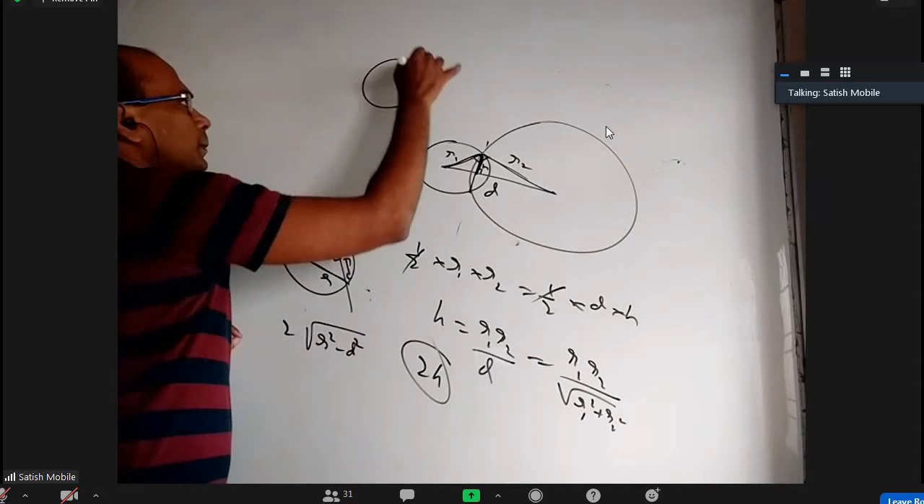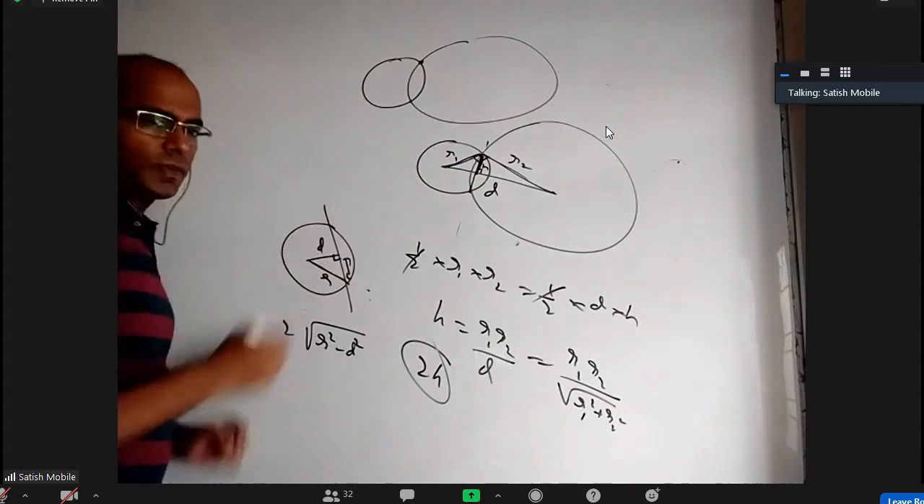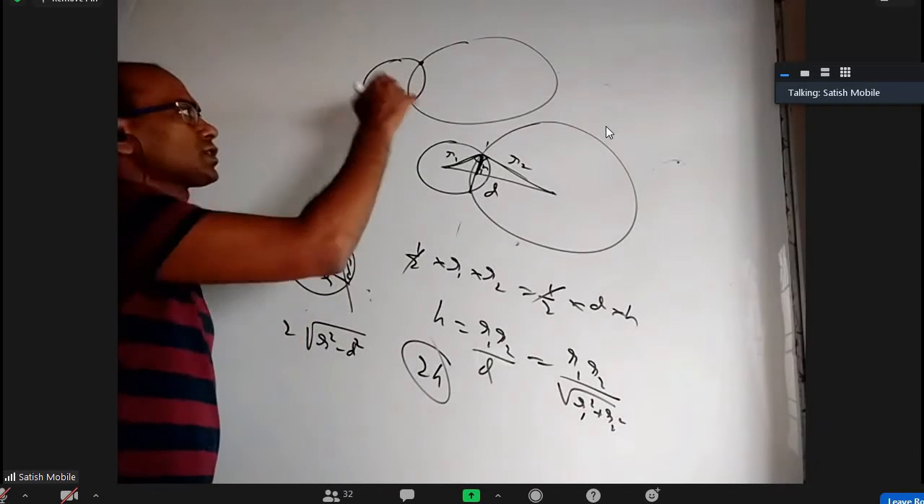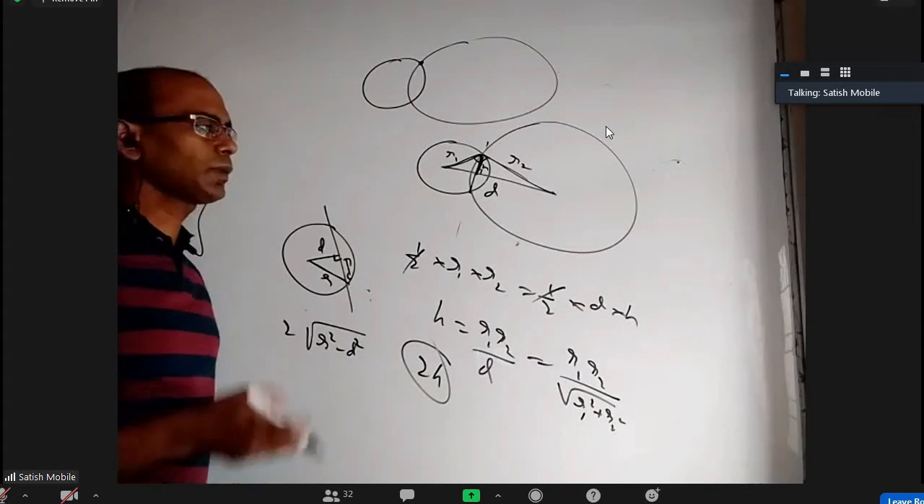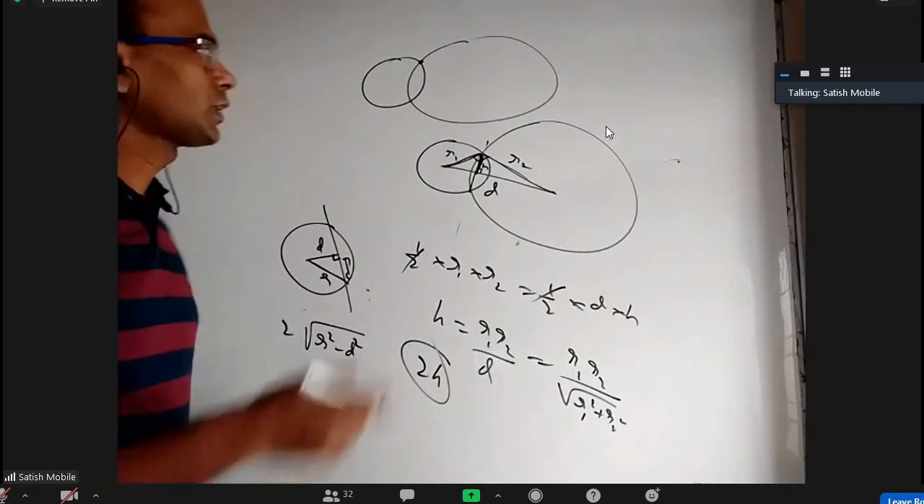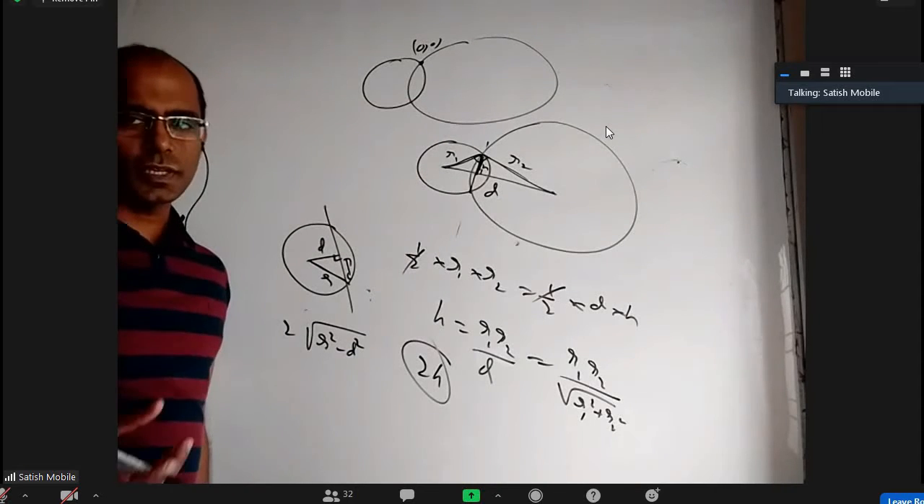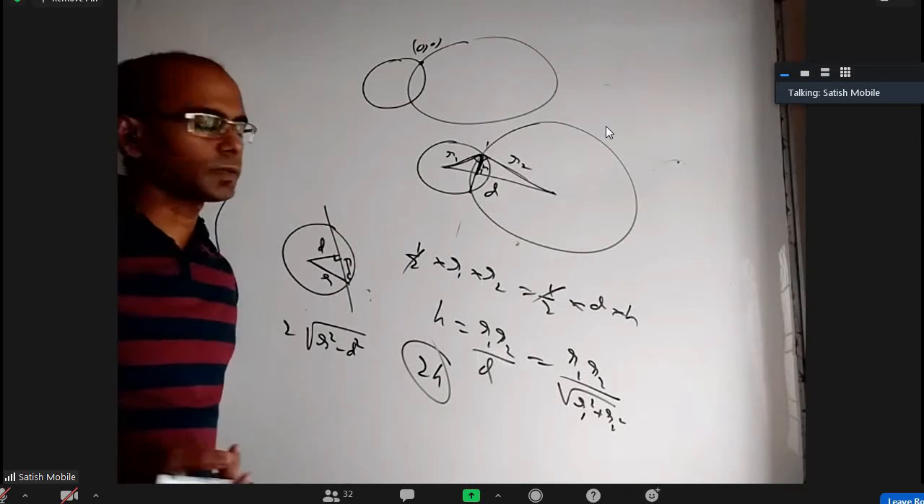Sometimes they may give you one of these points of intersection, either this or this, directly or indirectly. For example, in the first circle, if there is no constant, and in the second circle also there is no constant, then obviously they're intersecting at the origin. If there is no constant, the circle is passing through the origin.